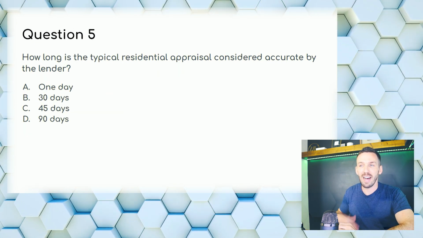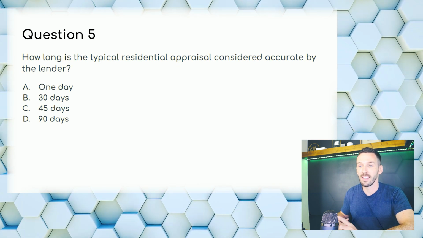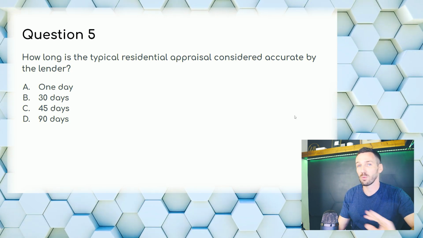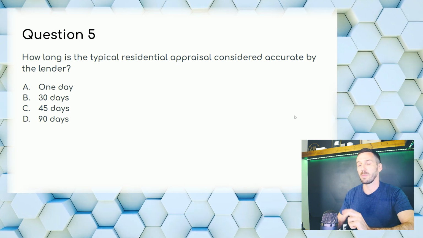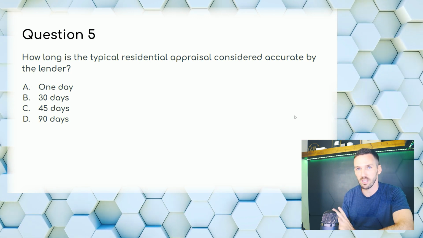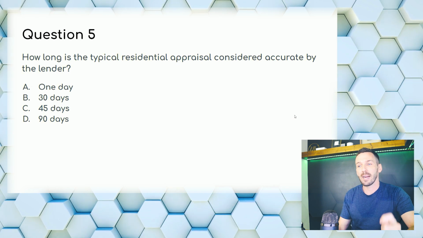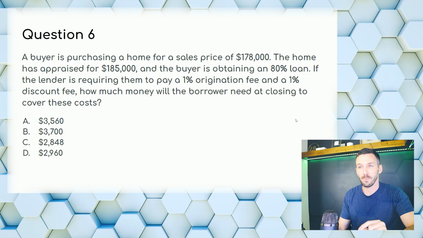So question 5, how long is the typical residential appraisal considered accurate by the lender? So the value on a house to the exact dollar can change rapidly. Like one day a city could announce a nuclear facility is going to be built in your backyard, or there's a shack or a house gets burned down next to you. There's a lot of different variables there. Therefore, the appraisal is really only accurate for one single day.